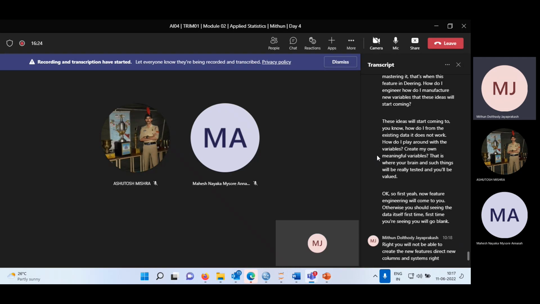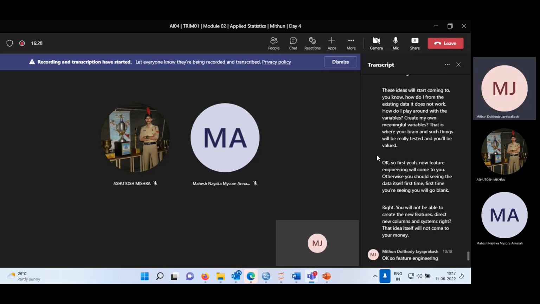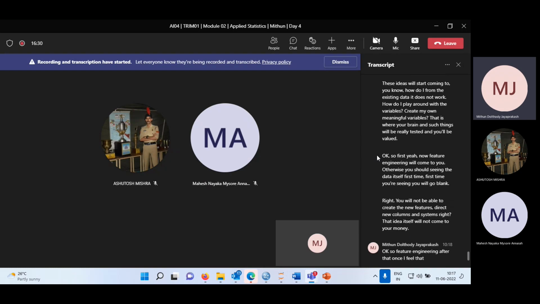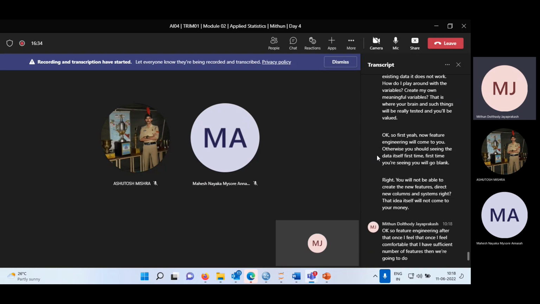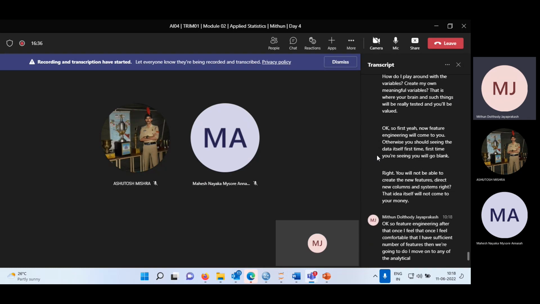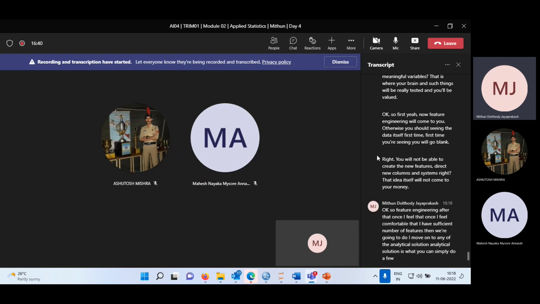That idea itself will not come to your mind. Okay, so feature engineering. After that, once I feel comfortable that I have a sufficient number of features, then what do I do? I move on to any of the analytical solutions. Analytical solution is what? You can simply do a few charts, dashboarding and such things.